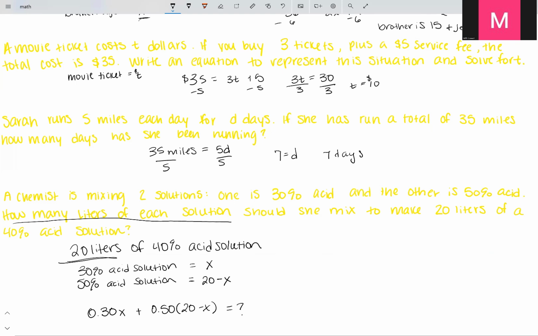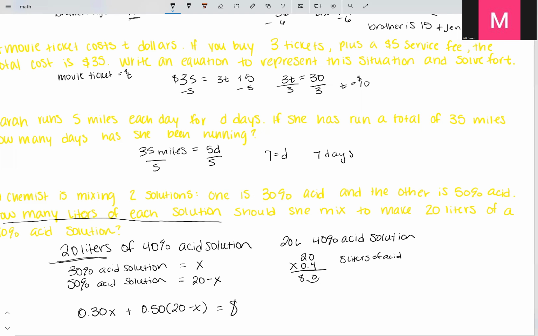But what goes on this side of the equation? It definitely won't be 20 liters. It's going to be the amount of acid, how many liters of acid it is, basically. So we're trying to make 20 liters of a 40% acid solution. So we're going to say 20 times 0.4 to find out how many liters of acid there are. So there will be 8 liters of acid. And that's what we're going to put on this side of our equation.